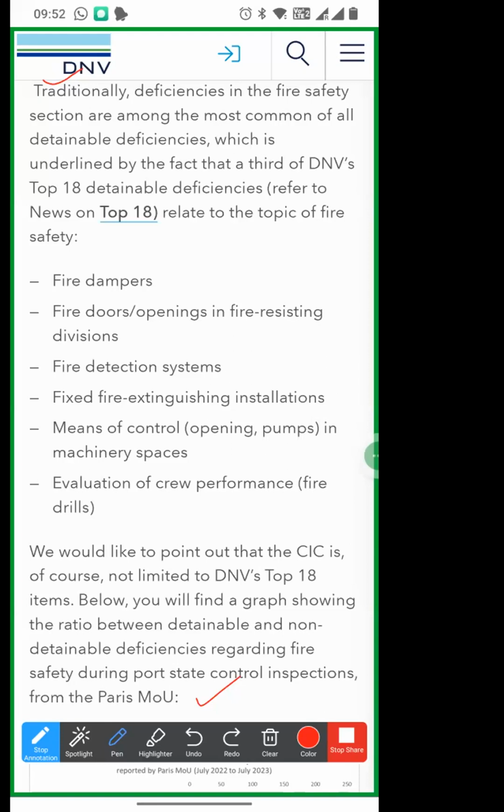CIC doesn't mean they will focus only on that. CIC means they will carry out the inspection overall, but they will give a detailed focus on the topic which they have opted for CIC. ऐसा नहीं है कि पेरिस एमओयू में सिर्फ फायर डैम्पर ही वेरीफाई करेगा जब आपका शिप उनके पोर्ट पे जाएगा. No, they will verify each and everything.